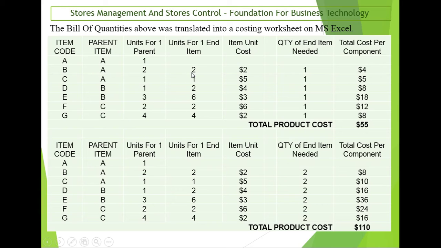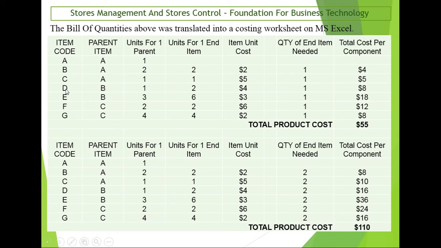And then the next column says units for one end item or one end product. So for this line, by coincidence, A is both the parent of B and it is also the end product. So we need 2 of B to make this end product. But when it comes to C, C is also a child of A and we need only 1 of C to make one of A, and the same A is the end product.